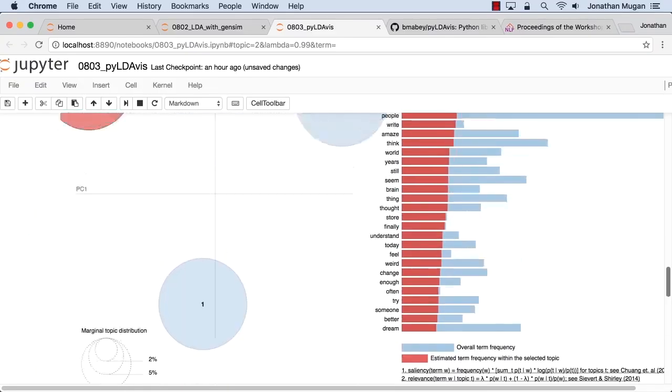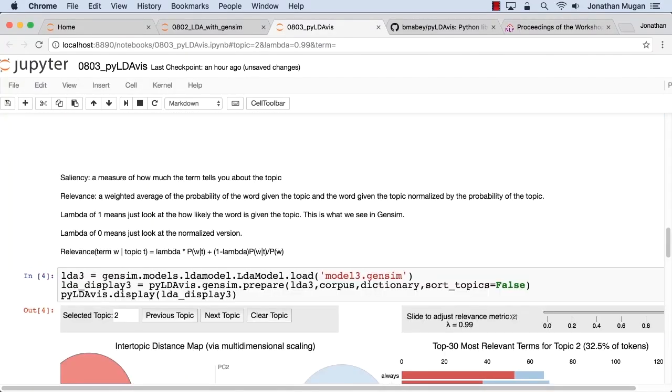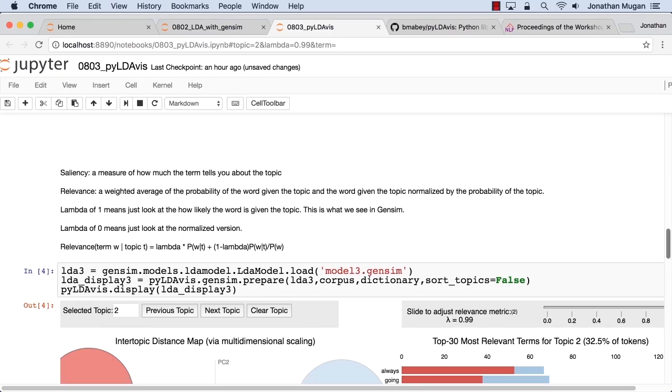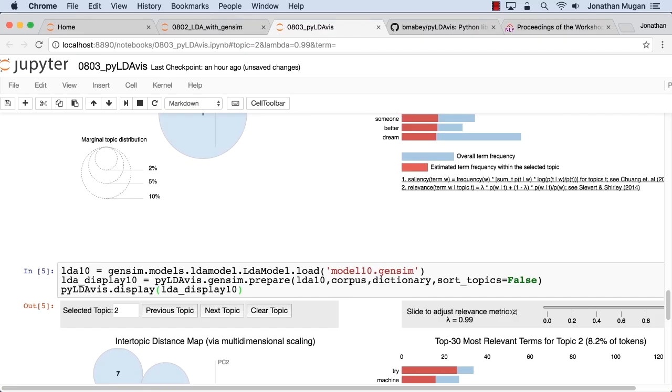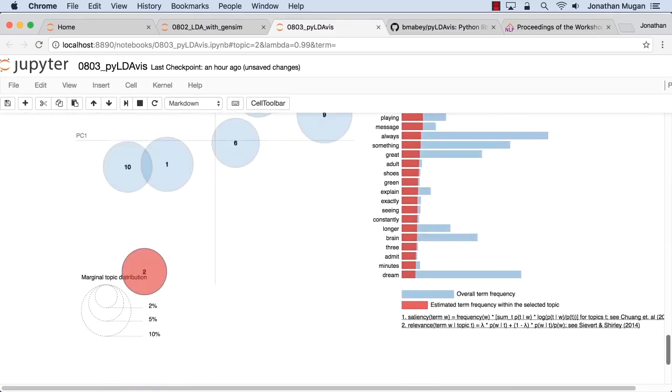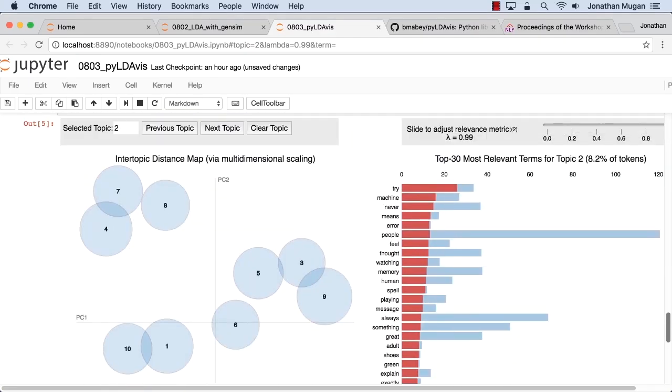And up here, I defined some of these things that I'd mentioned before, the saliency, the relevance, what the lambda of 1 and lambda 0 means. So you have that as reference, although I just copied it from there, but it makes it a little easier to read. And the size is the measure of how important a topic is relative to your data. So this is a really nice way to visualize what you've done.